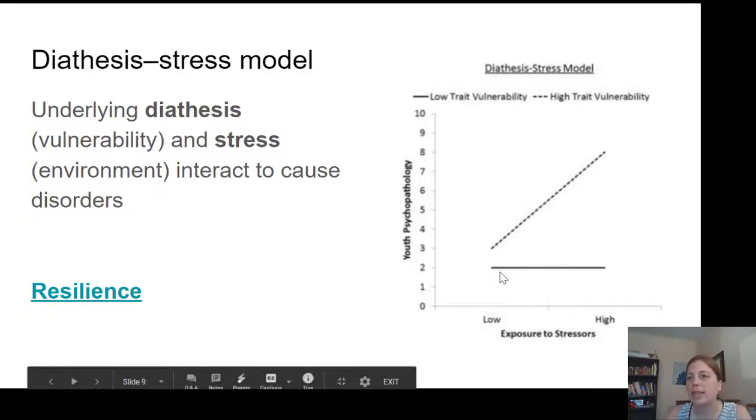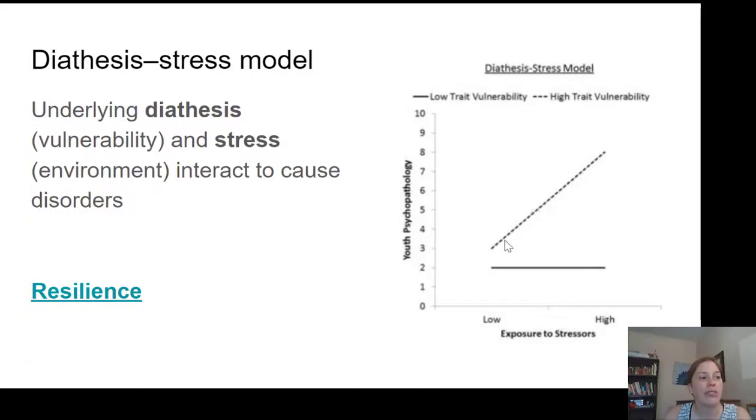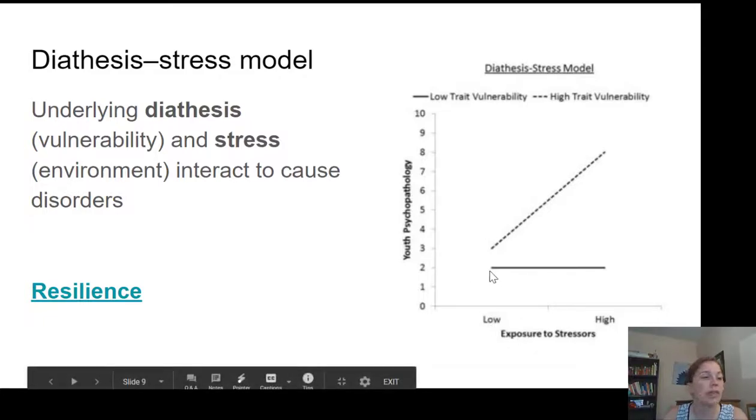So let's pretend like I have a very low stress lifestyle, right? So low exposure over here. If I have high trait vulnerability, so that's this big line right here, I'm still not going to necessarily develop psychopathology. I'm not going to necessarily develop a disorder. There's still a chance but overall it's pretty low.